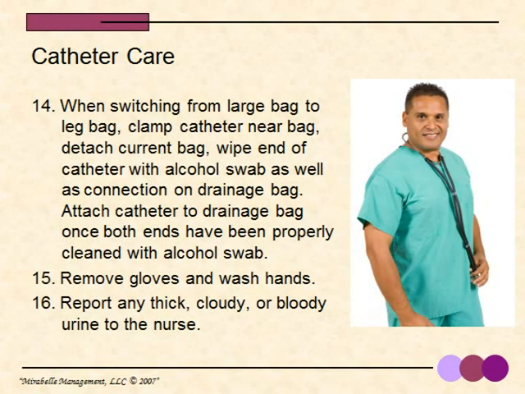When you're going to switch from using a large bag and go to a leg bag, clamp the catheter near the bag, then detach the current bag and wipe that end of the catheter with an alcohol swab, as well as the connection on the drainage bag. Attach the catheter to the drainage bag once both ends have been properly cleaned with an alcohol swab. Finish up by removing your gloves and washing your hands, and if you have noticed any thick, cloudy, or bloody urine, be sure that you report that to the nurse.